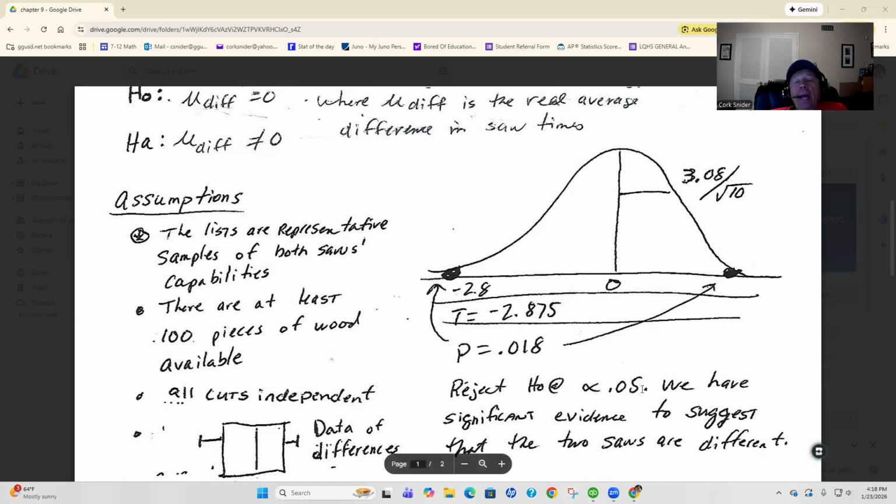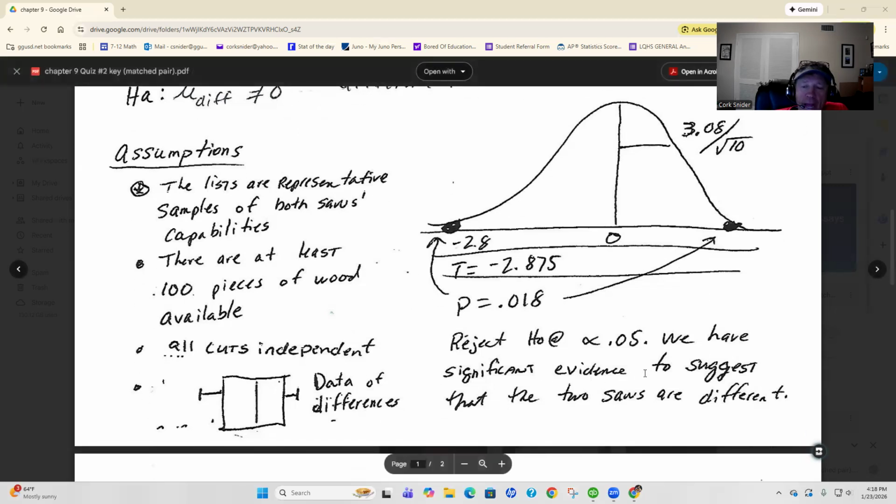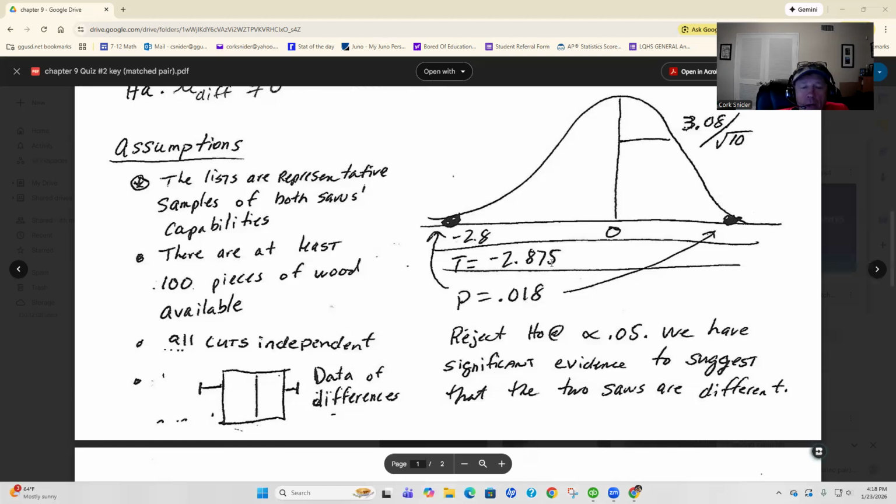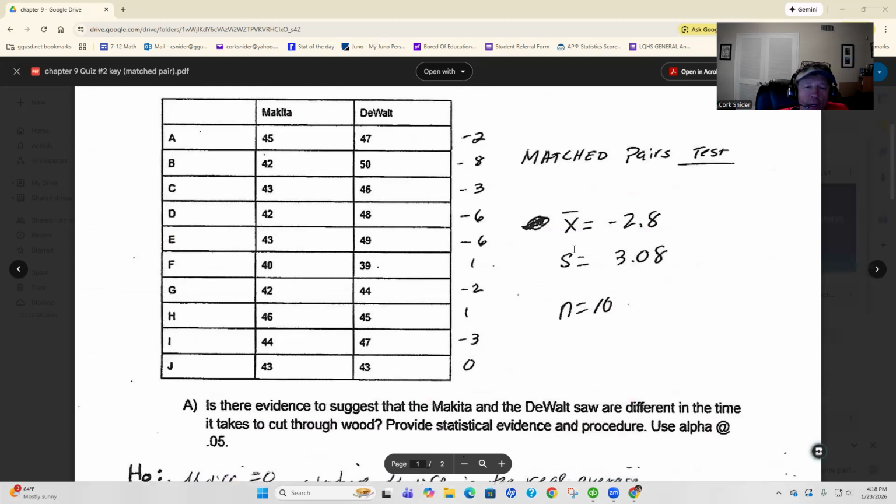So this is a reject at .05. It would be a fail to reject at .01. So we have significant evidence to suggest that the two saws are different. They're a little bit different, okay? So Makita being a little bit quicker in this case.